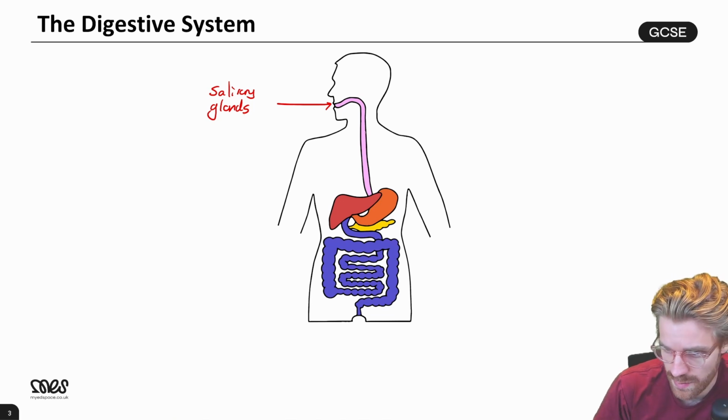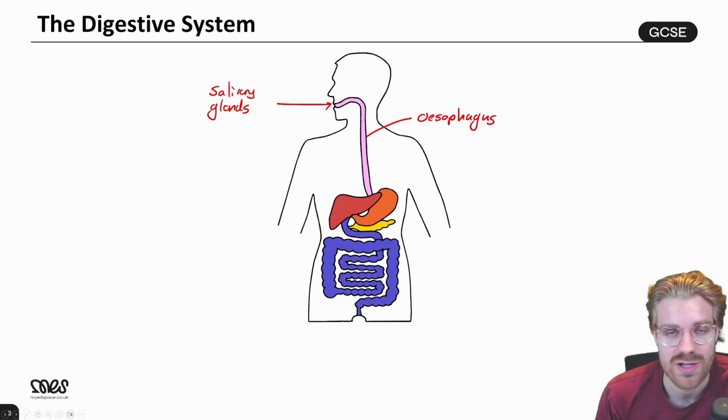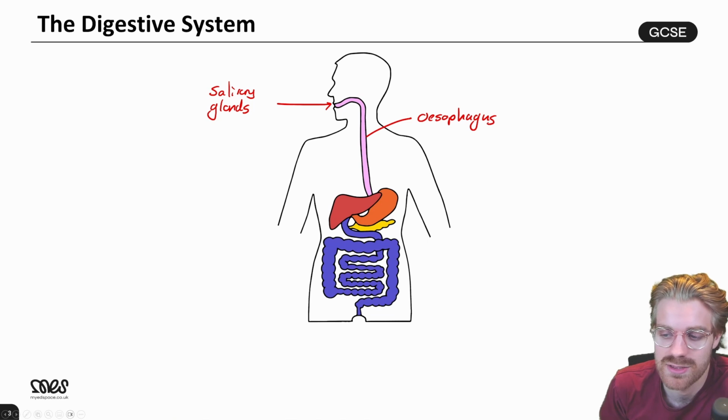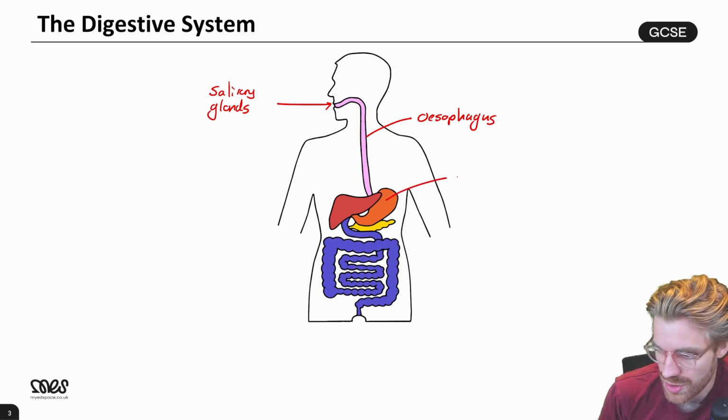Once the food has passed through the mouth, it is then going to go into the esophagus. Don't worry about the spelling of esophagus. As long as you spell it phonetically and it's clearly the same word, you'll still get the marks. Now, the esophagus passes the food down towards the stomach.